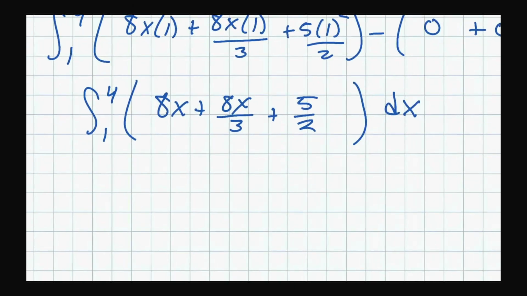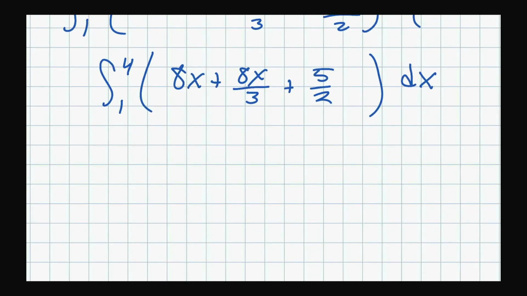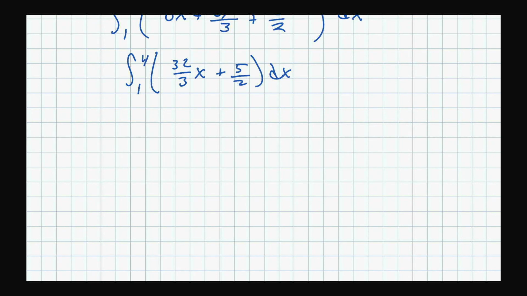Now you can combine these if you want here, the 8x and the 8x over 3. You have to know what 8 plus 8/3 is. Since I do have a calculator here, I'm just going to do 8 plus 8/3, and it tells me it's 32 over 3. So since I have a calculator, I might as well. So we have the antiderivative, 32 over 3x plus 5 over 2. There's our integral. So once one integral is done, your life's a lot easier.